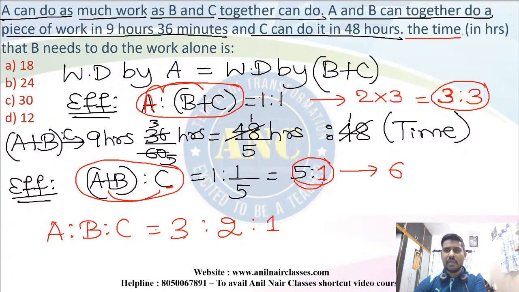The question says, find the time taken by B if he is working alone. If B is working alone, how much time is he taking is the question. But before that, if we want to find B's value, we should know how much is the total work.